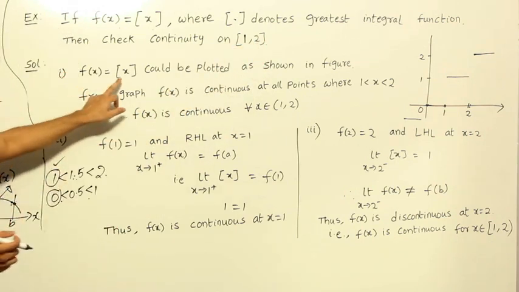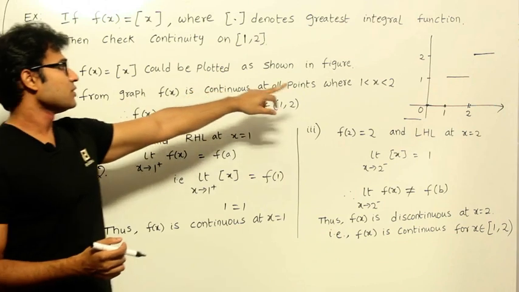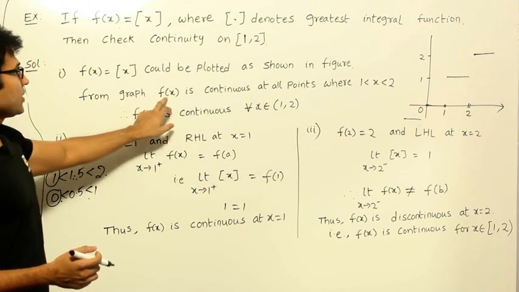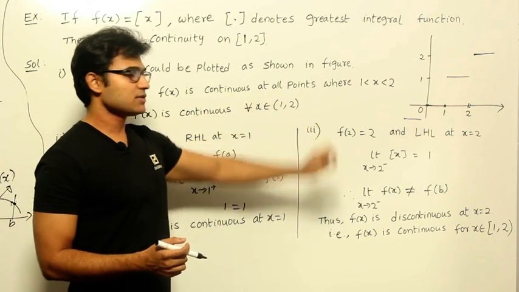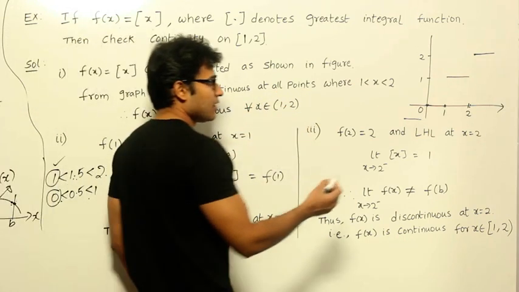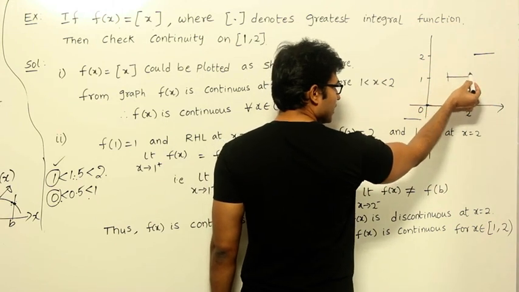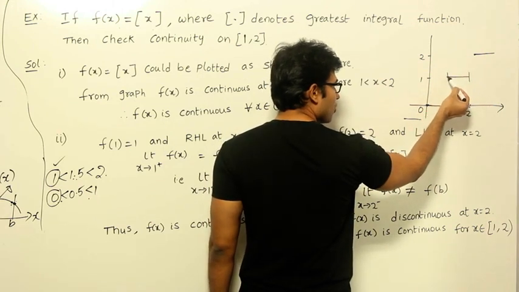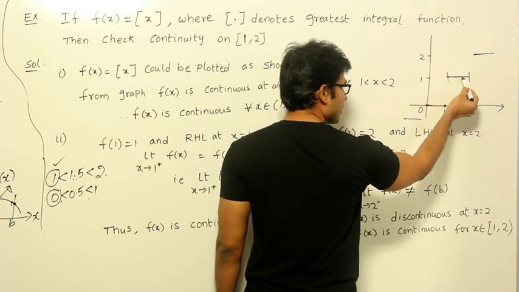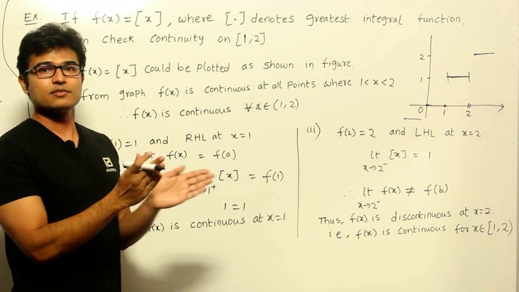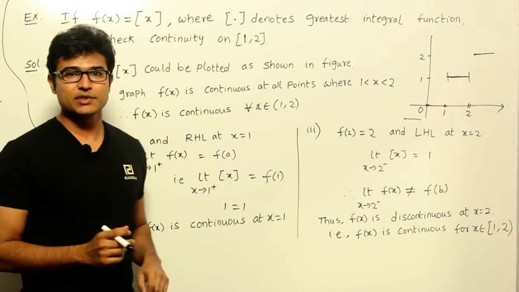First one is f of x equal to step x, which could be plotted as shown in the figure. That is where we have shown it. Now from the graph, f of x is continuous at all points from 1 to 2. If you see this, between these two, it is definitely continuous, right? There are no holes or jumps. It is a continuous straight line. Therefore, it is definitely continuous for all the points between 1 and 2. So condition 1 has been satisfied.